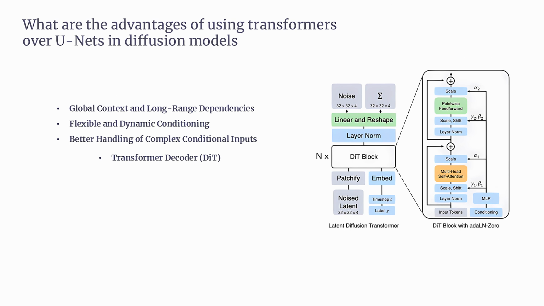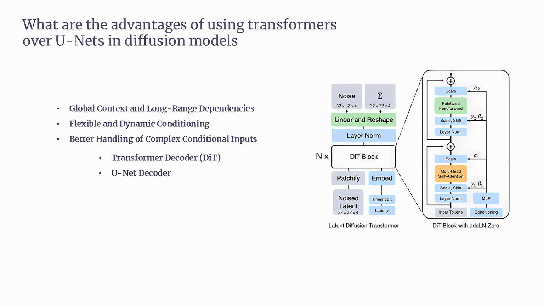For example, in text-to-image generation, DiT can use the text's semantic content to directly influence the generated image, resulting in better alignment between the input and the output. This makes it particularly well-suited for tasks requiring detailed interpretation of complex, structured inputs.